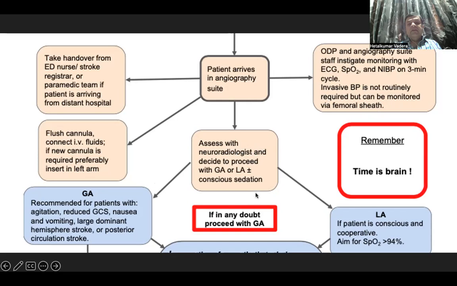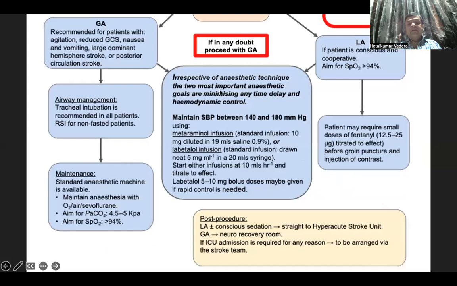We should talk with the neuroradiologist and decide whether we should go for GA or LA plus conscious sedation. If there is any doubt, we should go for GA. So GA is recommended for patients with agitation, reduced GCS, nausea and vomiting, large dominant hemisphere stroke, and posterior circulation stroke. While if the patient is conscious and cooperative, we should aim for SpO2 more than 94 and we can go for LA and conscious sedation.